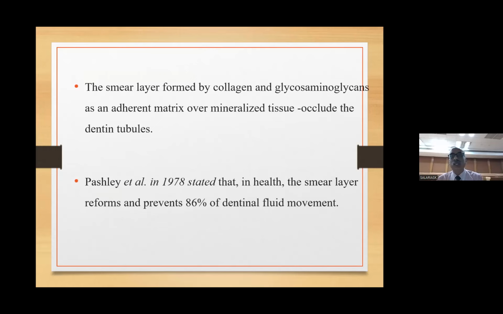It was routinely observed that normally the smear layer is formed by collagen and glycosaminoglycan, which are normally present in the saliva, and they layer the mineralized tissue and occlude the dentinal tubules in most cases. Pashley has reported that in health, the smear layer reforms and prevents almost 86% of dentinal fluid movement, thereby preventing dentinal hypersensitivity from occurring.